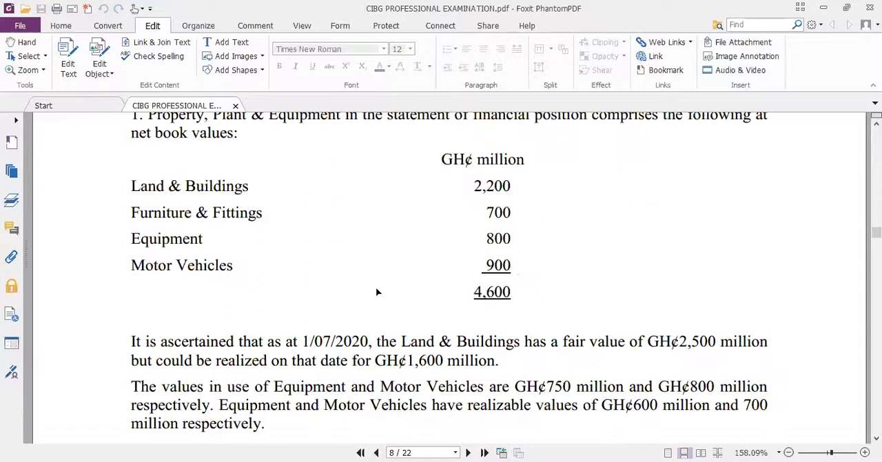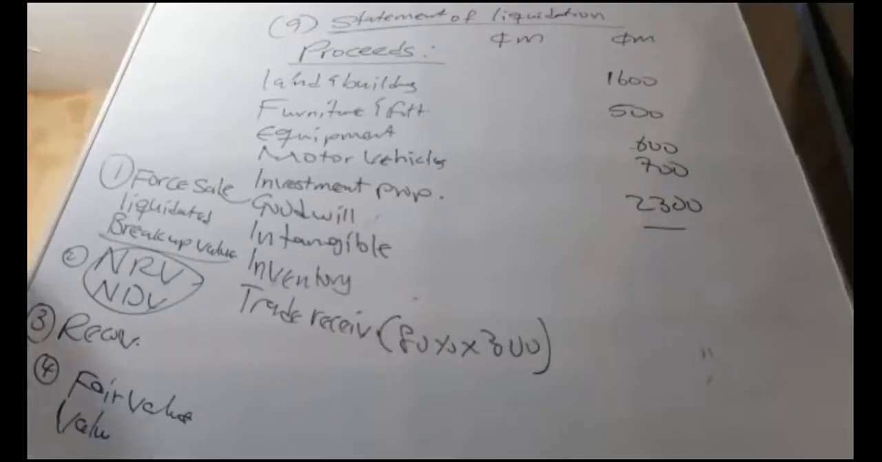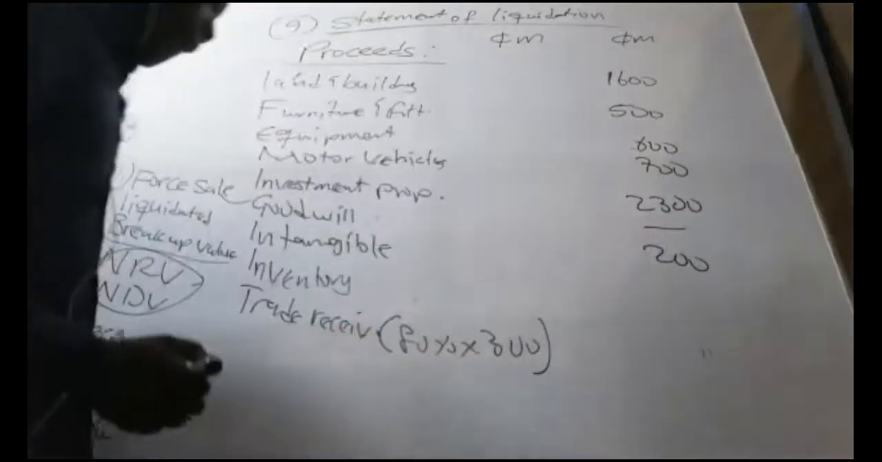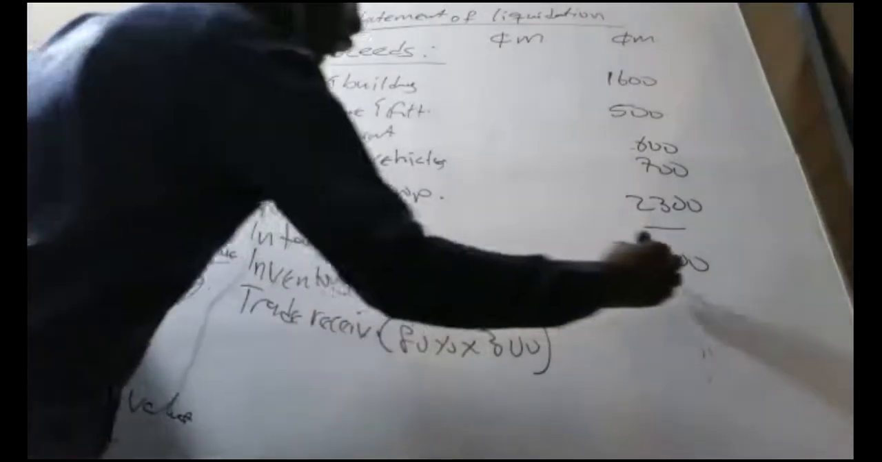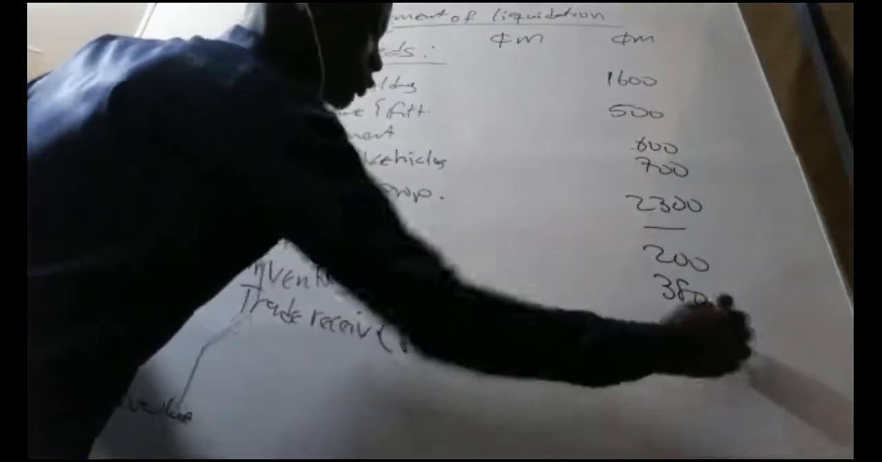Now let's continue the game. It's saying that inventory can only be realized at 380. And then the recoverable amount of intangible is assessed to be what? 200. So recoverable 200, so intangible will be 200. Inventory 380. And this one gives us the 240.